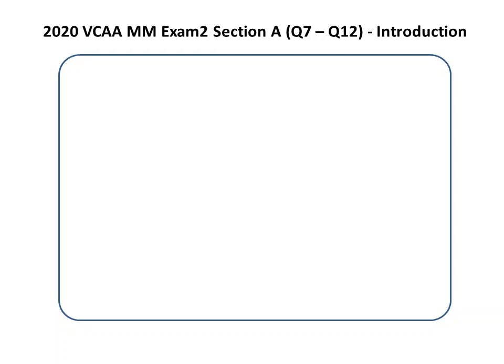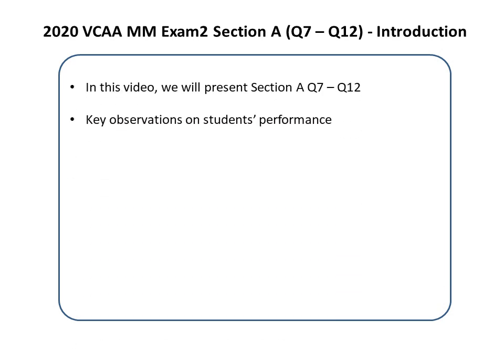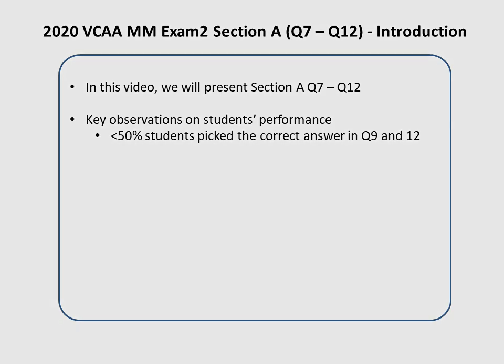Welcome to the fifth part of VCAA Mathematics 2020 exam paper series. In this video, we will solve exam paper 2 section A questions 7 to 12. Statistically, less than 50% of students pick up the correct answer in questions 9 and 12.